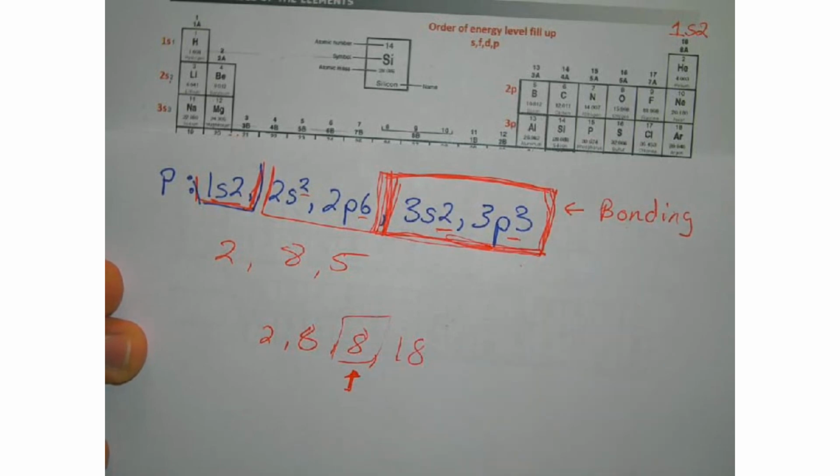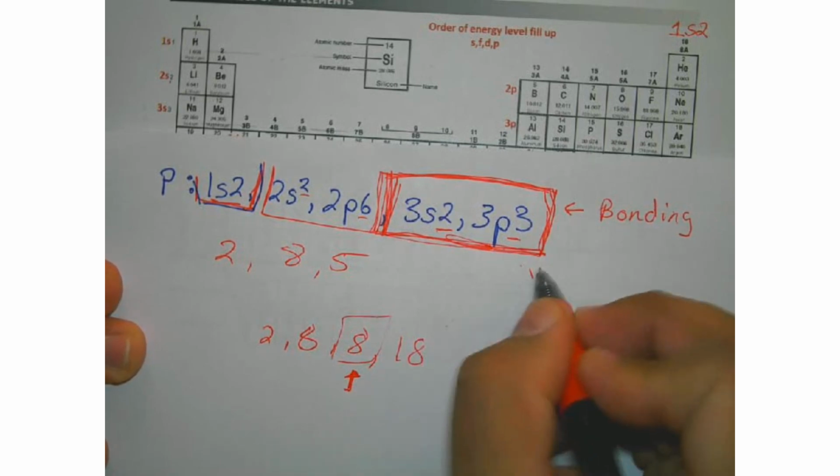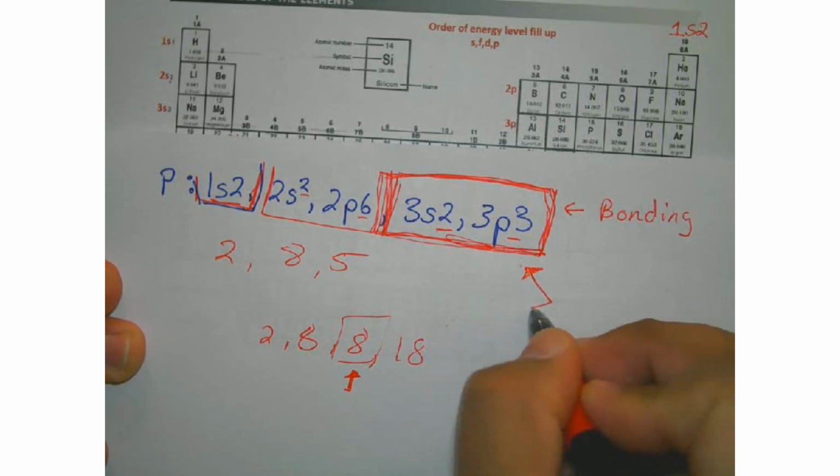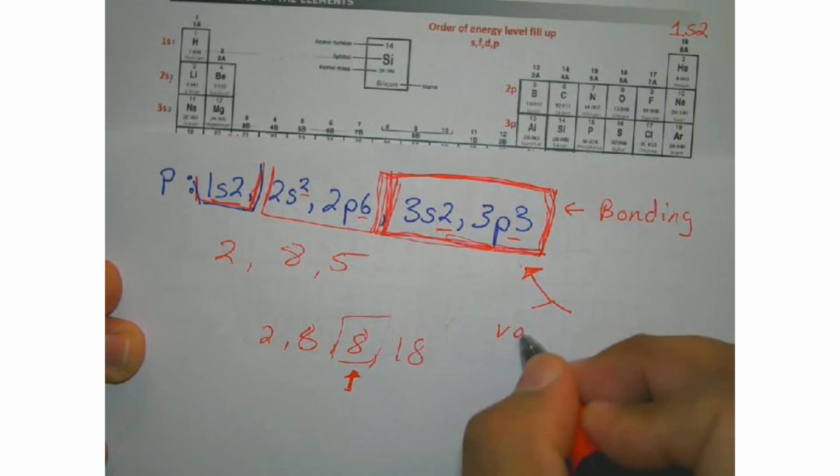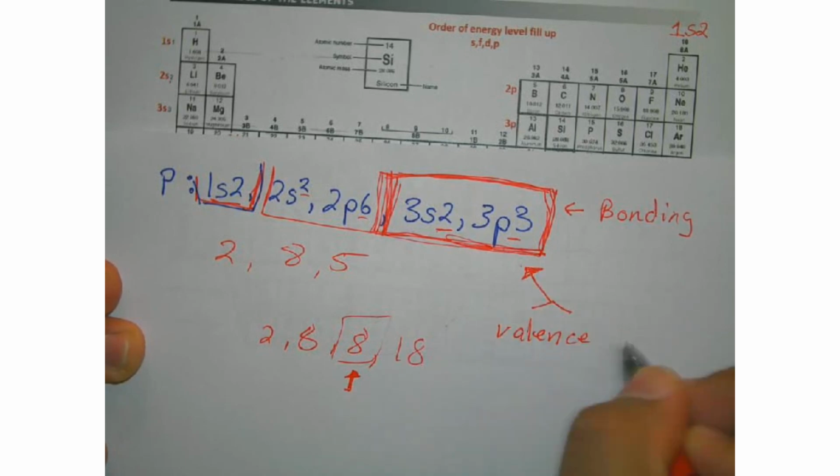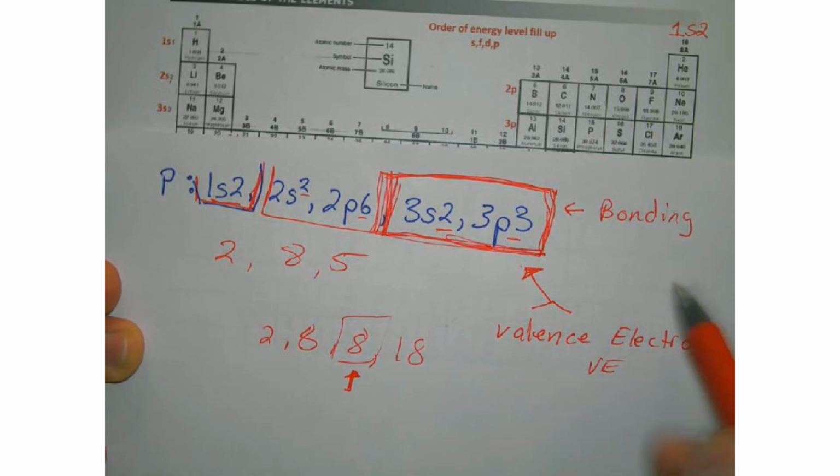We give a special name to these highest energy level electrons. We call these guys valence electrons, VE, okay? Valence electrons. These last energy level electrons, the electrons found on the highest energy level, the last ring, are what we call valence electrons, and they're the ones responsible for bonding, okay?